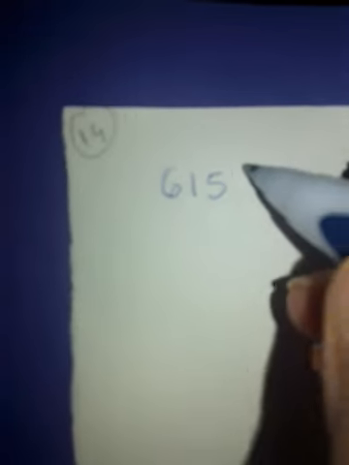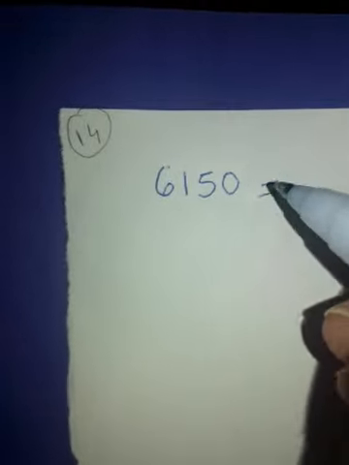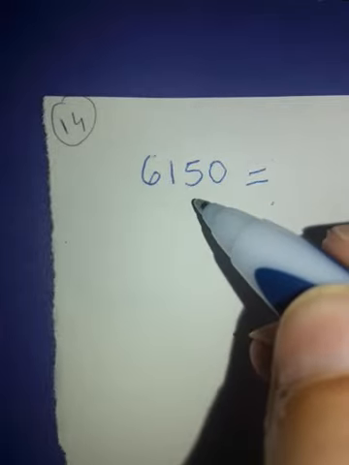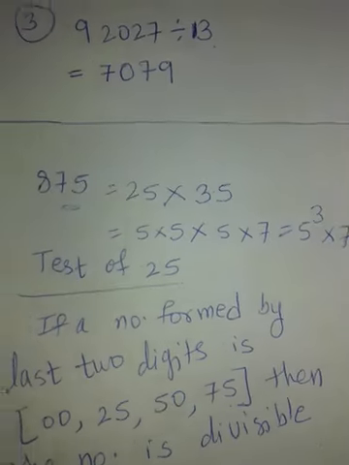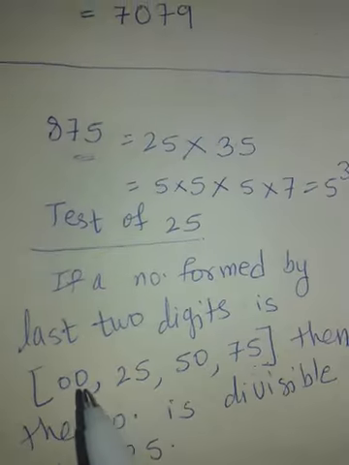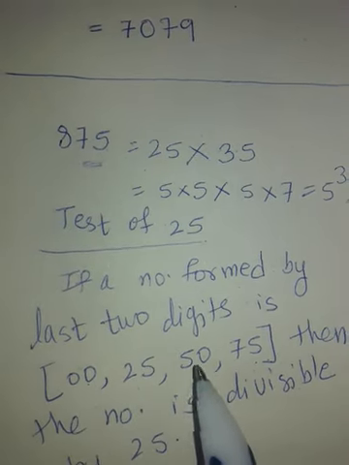Let's try this divisibility criteria one more time. Suppose now the number is 6150. See the last 2 digits, they are 50. What was our list? Do you remember our list? Our list was this. Last 2 digits should be 00, 25, 50 or 75. So here you can see this 50, that means this number is divisible by 25.